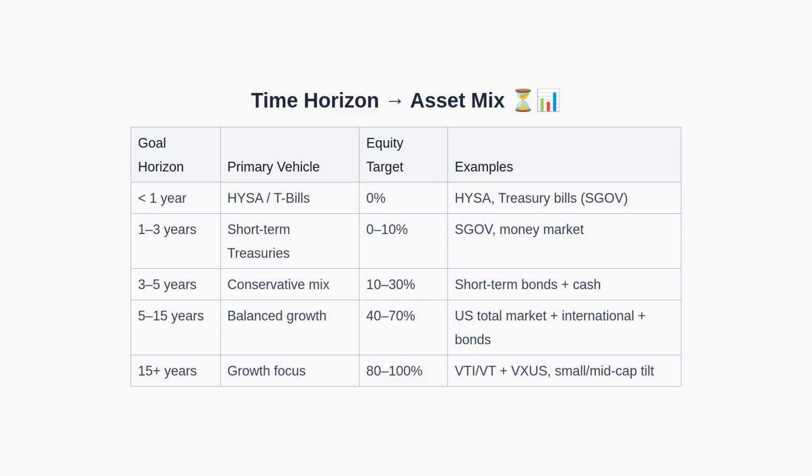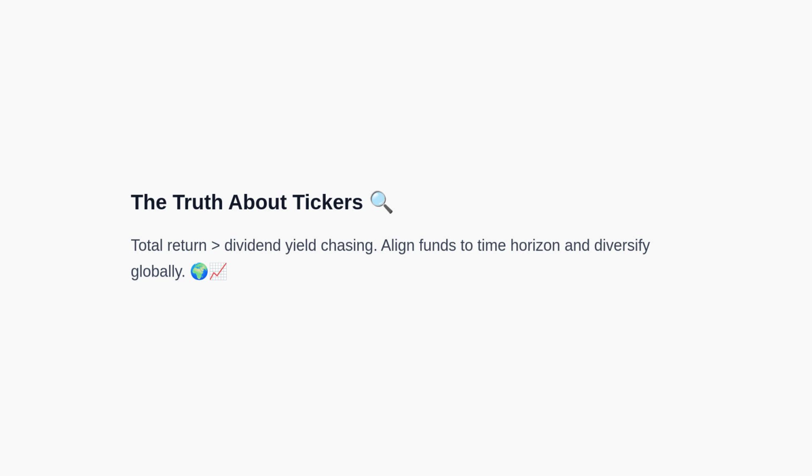With horizons set, let's clarify the truth about tickers and common misunderstandings. The headline is simple. Focus on total return rather than chasing high dividend yields, align your funds with your time horizon, and diversify globally. Let's unpack the dividend myth first, then move to diversification.